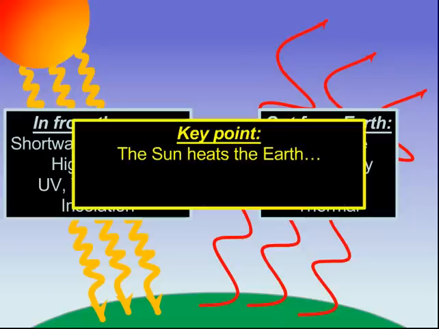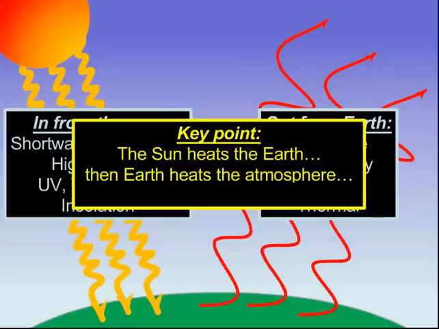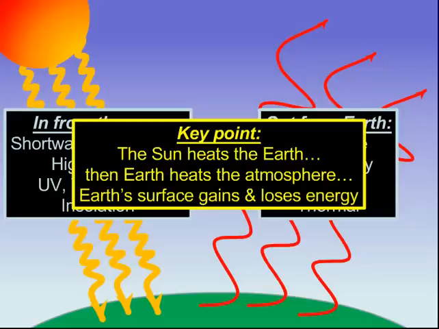So the Earth, very important thing, the sun heats the Earth, but then the Earth heats the atmosphere. So very important. It's not vice versa. The sun heats the Earth, and then the Earth heats the atmosphere. So constantly the Earth, the surface, is gaining and losing energy. So that's going to be the focal point of where we're going to go on the next few video lectures. We're going to be focusing in on these gains and these losses.